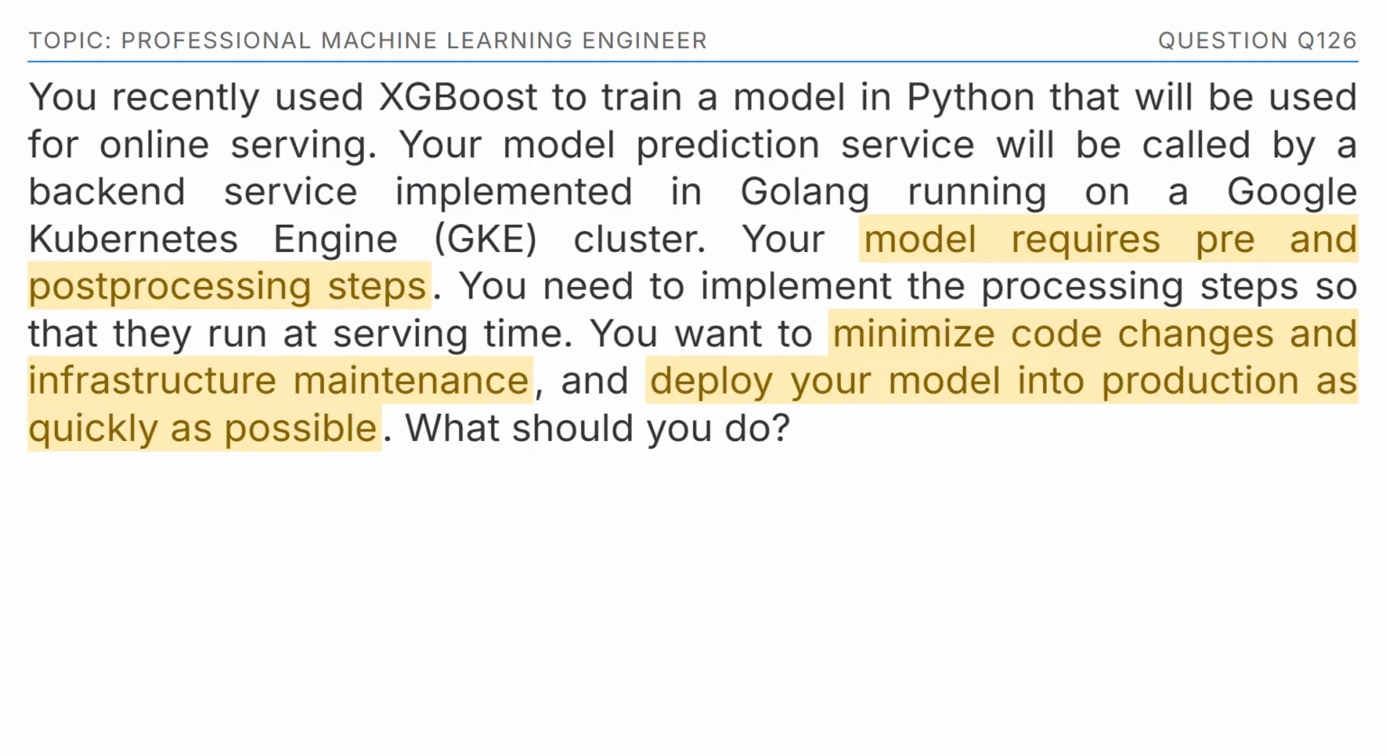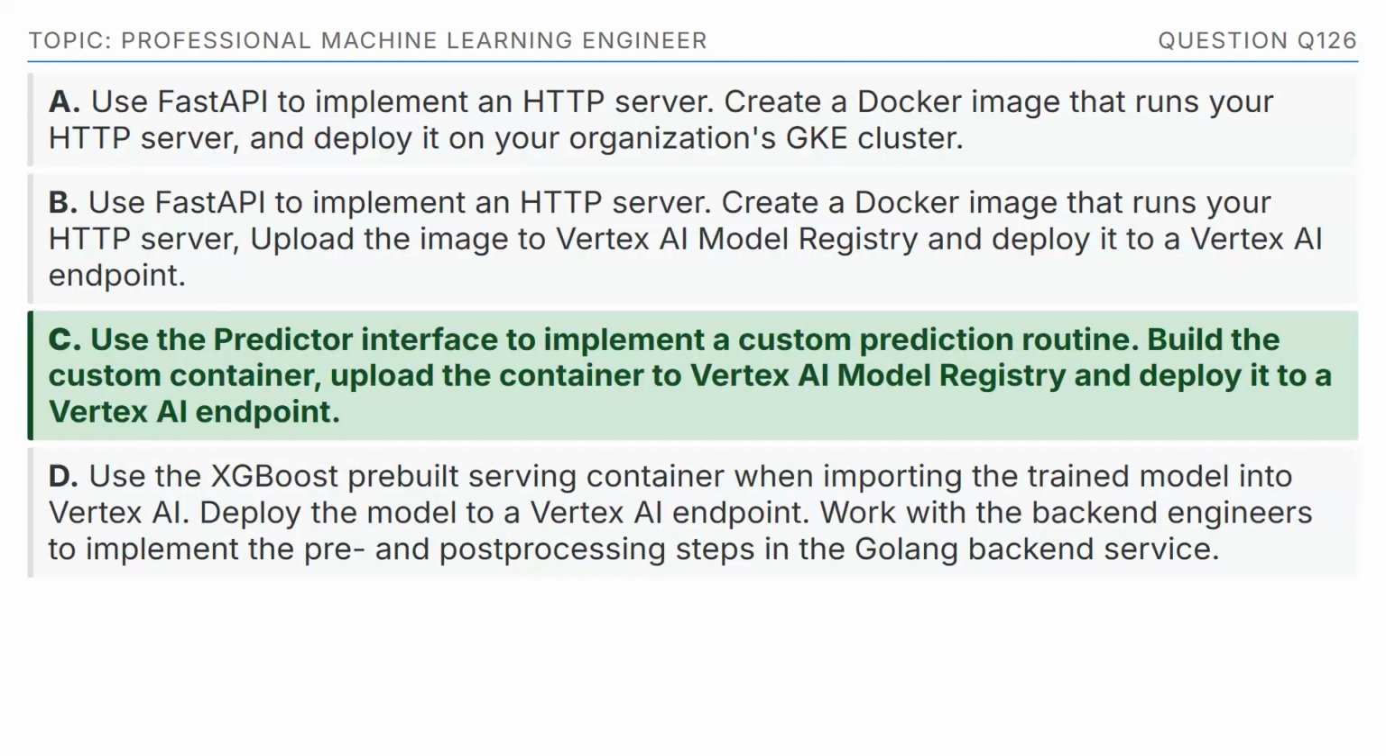To arrive at the correct answer, we focus on the keywords: model requires pre- and post-processing steps, minimize code changes and infrastructure maintenance, deploy your model into production as quickly as possible. The correct answer is option C. Use the predictor interface to implement a custom prediction routine. Build the custom container, upload the container to Vertex AI model registry and deploy it to a Vertex AI endpoint.